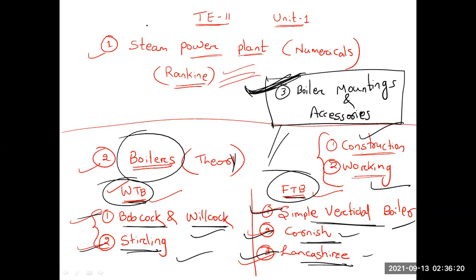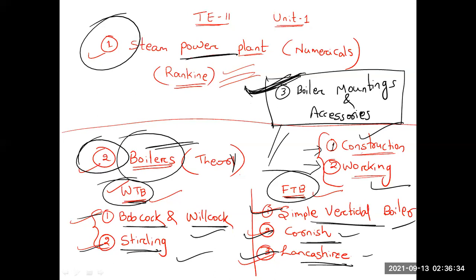So, 3 important parts. First is steam power plant problems. Second most important is boiler: you have 5 types of boiler, and you have to understand the construction and working principle of these 5 types. And the last one is boiler mountings and accessories. Just prepare this much from unit 1; that is enough. No need to study anything else. Lots of things are there in the notes, but no need to go through all the parts. Concentrate on these 3 parts: problems of the steam turbine plant, the working and construction of these types of boiler, and the mounting and accessory parts.